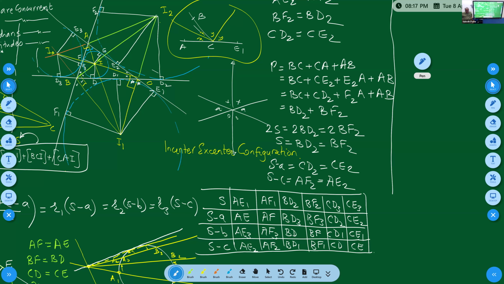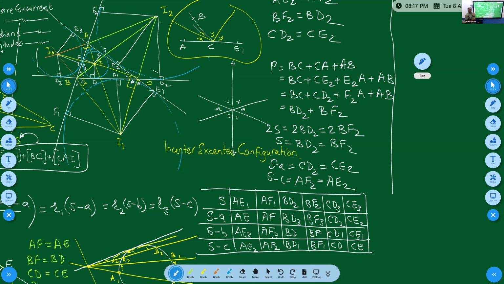AE1 is S and AC is small b, therefore CE1 is S minus B. So like that, all exterior distances can be found out quickly. For example, we want to find out CD2, then it is on line BC, therefore S minus A. Suppose we want to find out AF2. Okay, this is C, so S minus C.